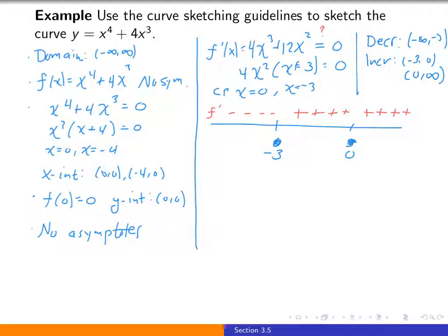And we can also classify our two critical points from this information. So looking at what happens at minus 3, our function is going from decreasing to increasing. So x equals minus 3 is a local min.